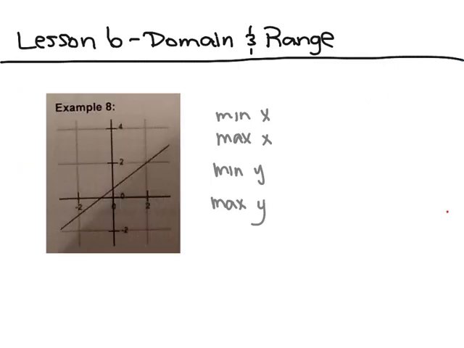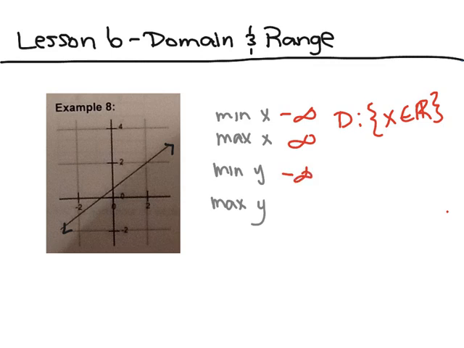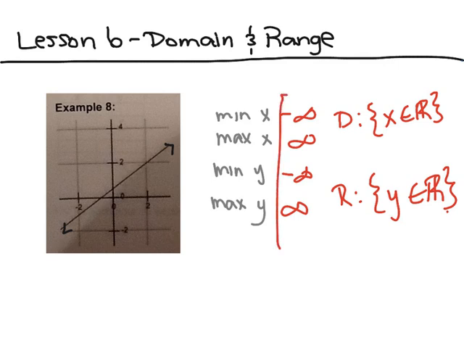For the last example, it's going to go on for infinity in both directions. So our minimum x is negative infinity, and our maximum x is positive infinity. So the domain is x is an element of the real numbers. Our minimum y is negative infinity. Our maximum y is positive infinity. So our range is y is an element of the real numbers. So always remember, if both are infinity, you'll write it like this.